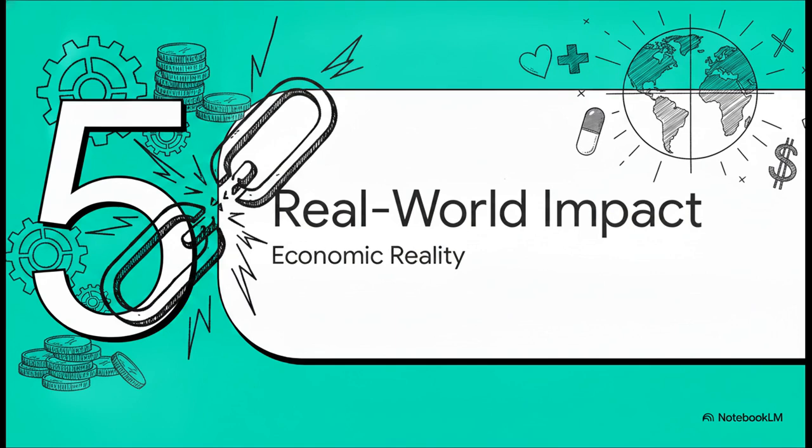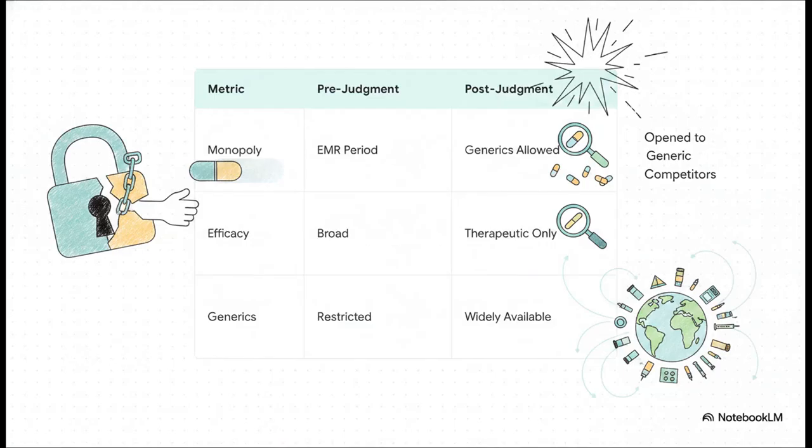Section 5. Real-world market impact. Let's pivot from the abstract legal framework and dive directly into the stark economic reality of this case. Pre-judgment, under exclusive marketing rates, Novartis held a strict monopoly. Post-judgment, the market was blown wide open to generic competitors. The interpretation of efficacy shifted from being super broad to strictly therapeutic.